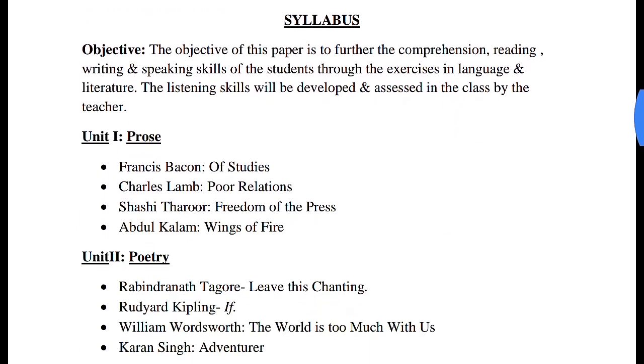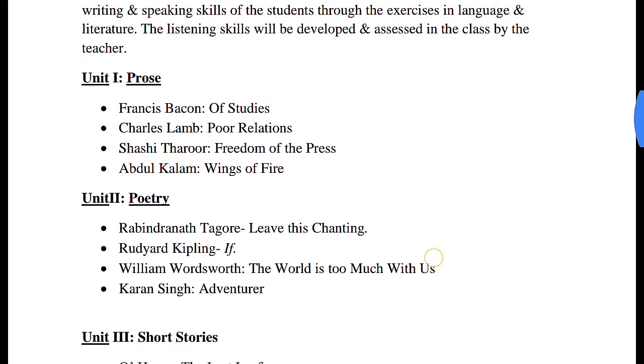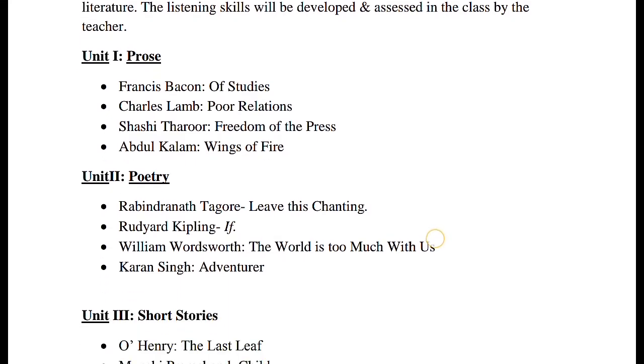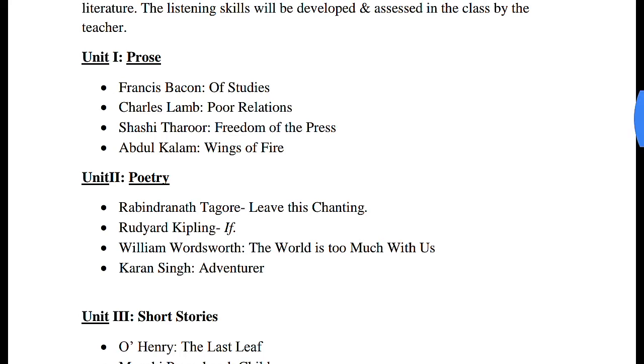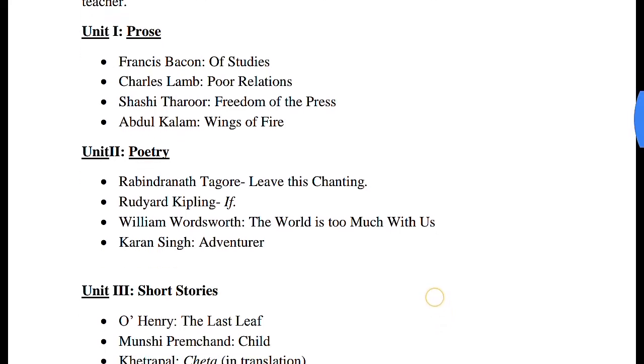The first unit consists of prose, and the topics in this are Francis Bacon's Studies, Charles Lamb's Poor Relations, Shashi Tharoor's Freedom of Press, Abdul Kalam's Wings of Fire. Second unit has poetry, and the topics in poetry are Rabindranath Tagore's Leave This Chanting, Rudyard Kipling's If, William Wordsworth's The World Is Too Much With Us, and Karan Singh's Adventurer.